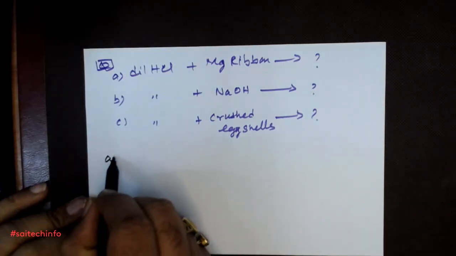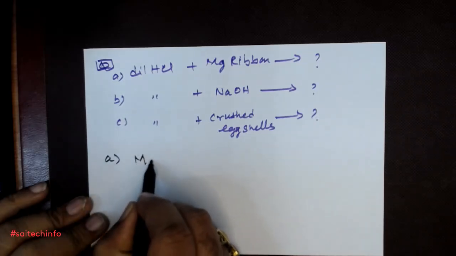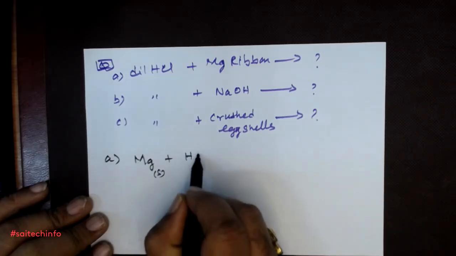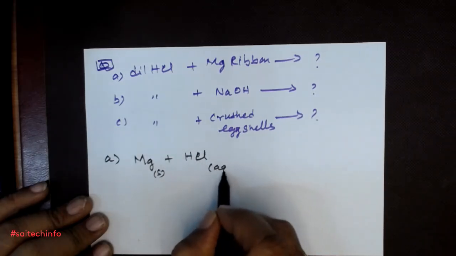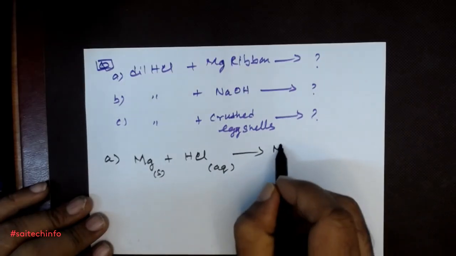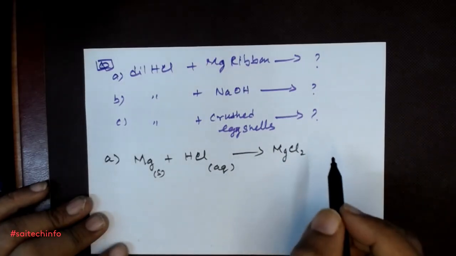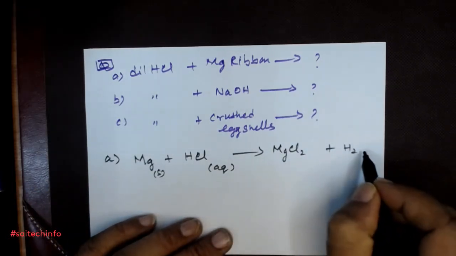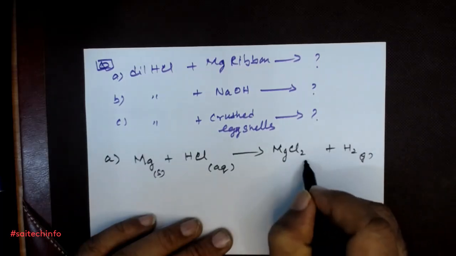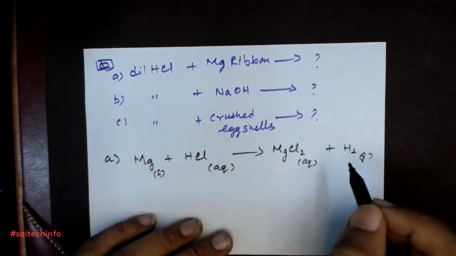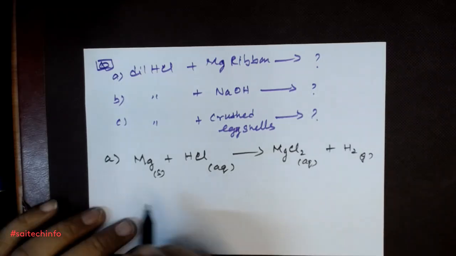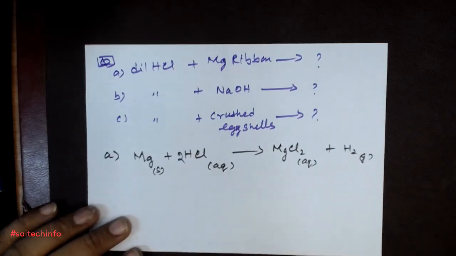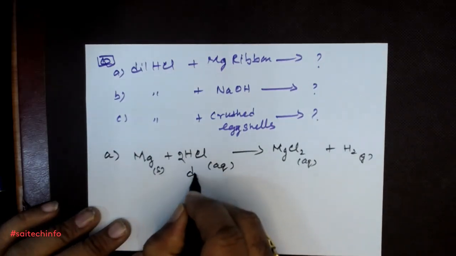Now let us consider the first one. Magnesium reacts with HCl aqueous solution to form magnesium chloride, MgCl2, with the evolution of hydrogen gas. So you can put 2 HCl. Of course, this is dilute aqueous solution.